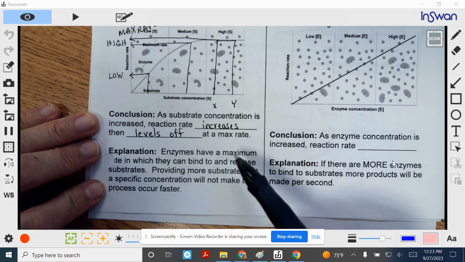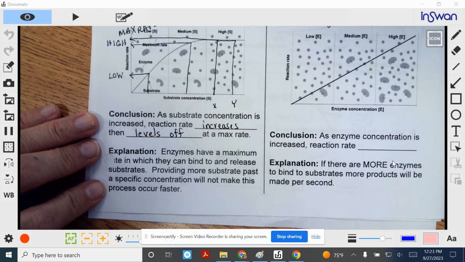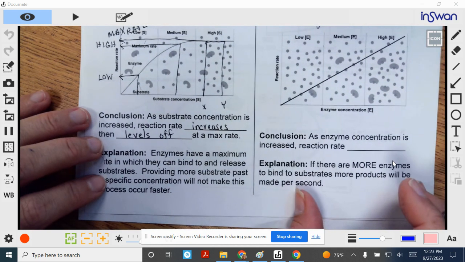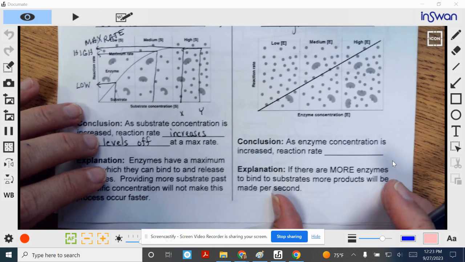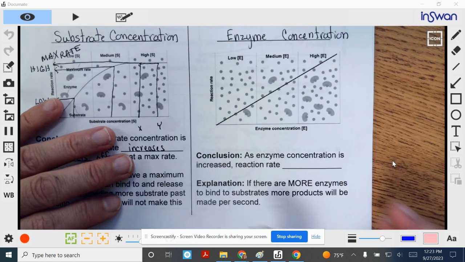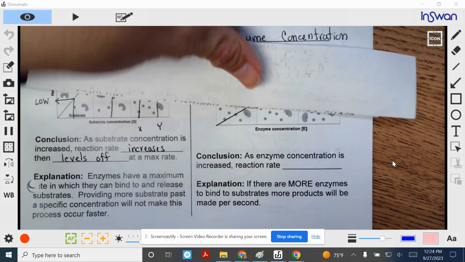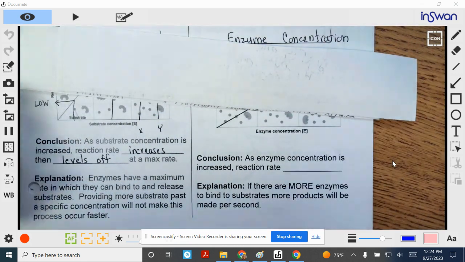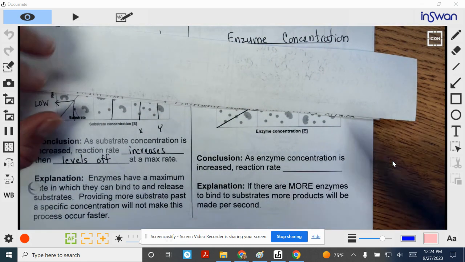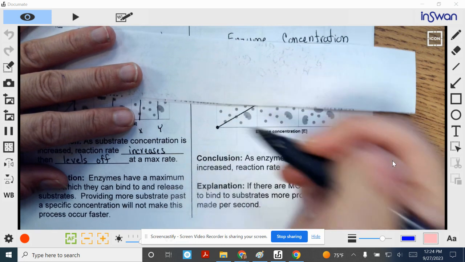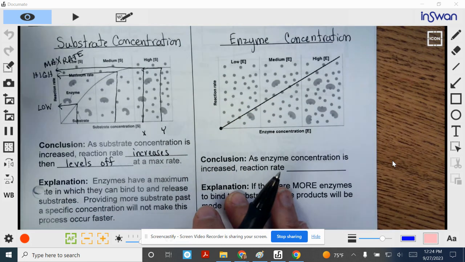And this just explains why. Enzymes can have a maximum rate in which they combine to and release those substrates. So just by giving more substrates isn't going to make them go faster than their highest rate, okay? All right, so let's think about this. Let me put my substrate back here. Imagine if there is no enzymes, no hands. Then how many reactions would happen? 0. So my rate would be 0, okay? The speed is 0. Nothing's happening.